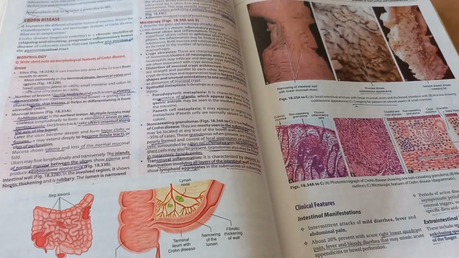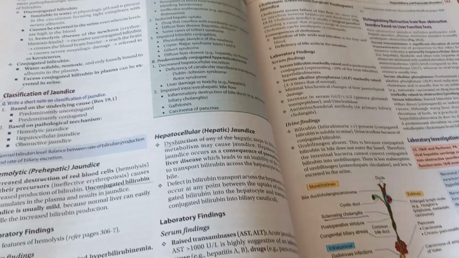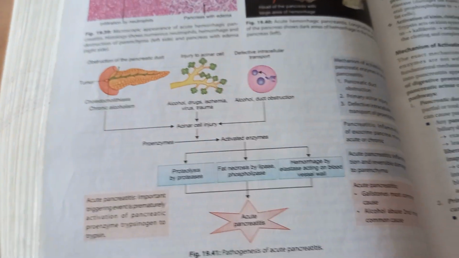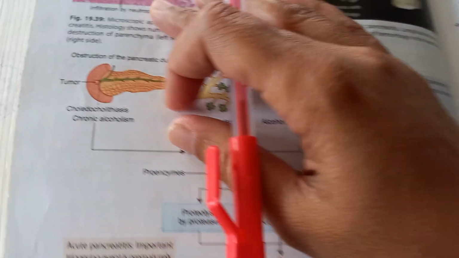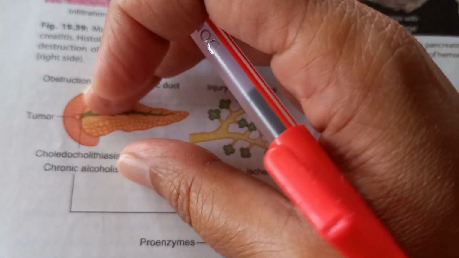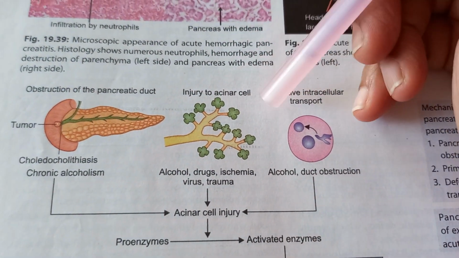Pathology is all about your gross and microscopy and pathogenesis. That is how the disease actually is evolving, right? Let us look at pathogenesis. See, here there's a very nice diagram, pathogenesis of acute pancreatitis. Okay, so here's your acute pancreas. Then there's an obstruction of the pancreatic duct. Then what are they showing?